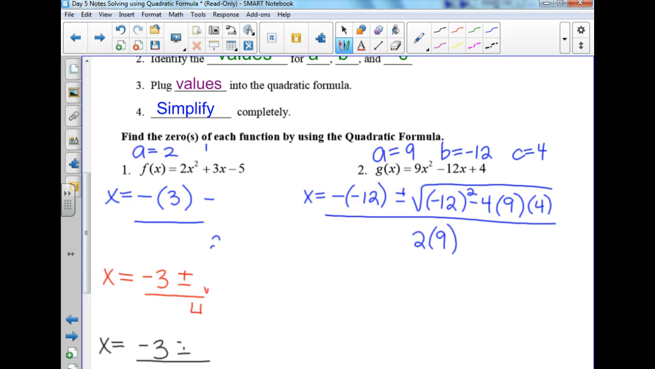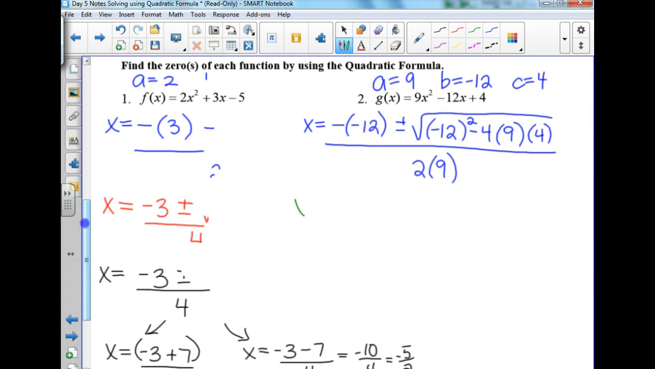So a lot of times when people write this, they get careless and they don't put that whole division sign under everything, and then you mess up your answer in the end. So if you have all that stuff on top, divided by the 2a on the bottom. So then simplify a little bit.